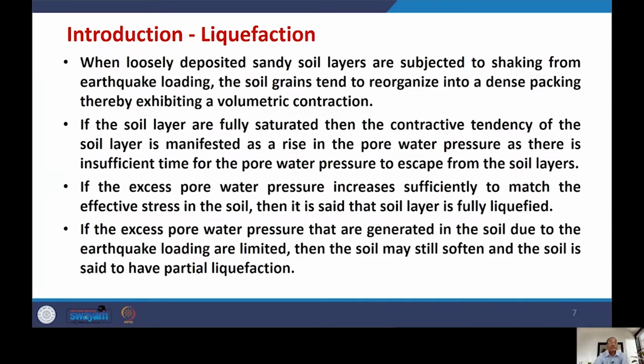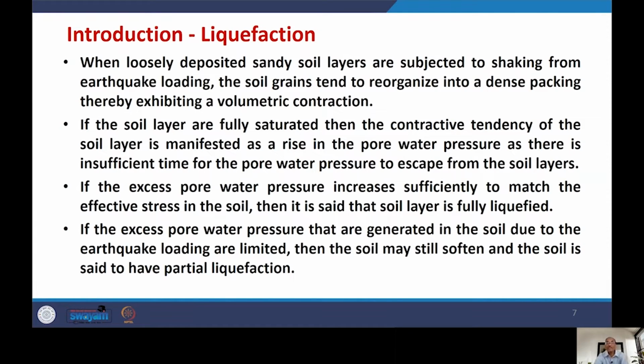All right. So in this slide, there is a difference between the first and second case. Suppose you have loosely deposited sandy soil layers which are in dry condition. Once you apply the earthquake loading, then what will happen? The soil will get densified. There will be no liquefaction, and there will be a change in the volume. The volume of the soil will decrease.